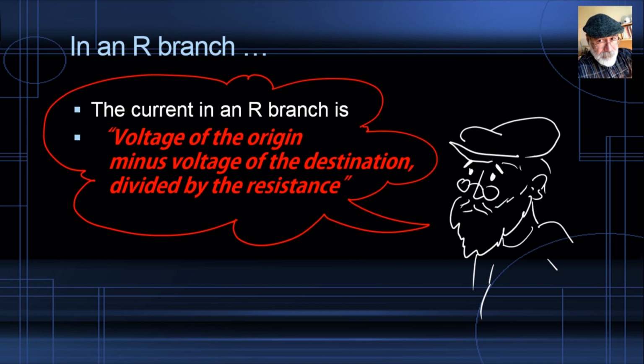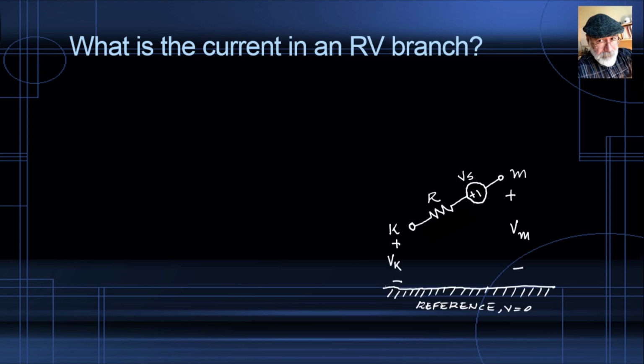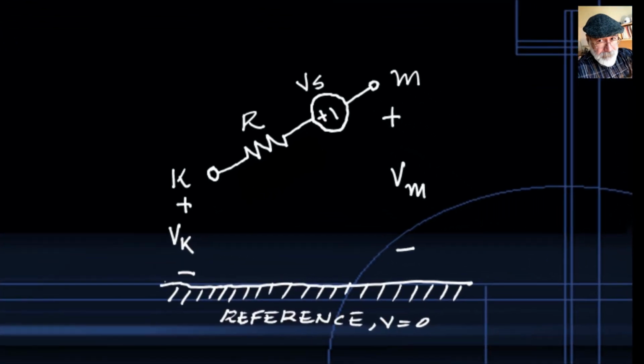The current in an R branch is the voltage of the origin of the current minus the voltage of the destination of the current, divided by the resistance. Second branch, the RV branch. What is the current in an RV branch? A branch like this one, R and V source, between nodes K and M. Let's say I want to compute the current that flows from K to M through the branch. I have chosen K as my origin and M as the destination of the current through the branch.